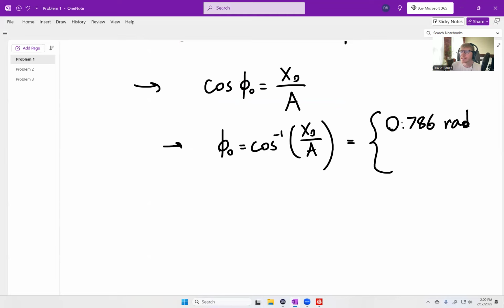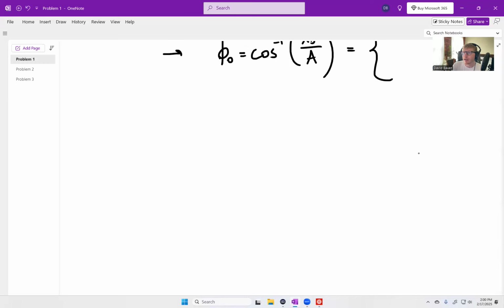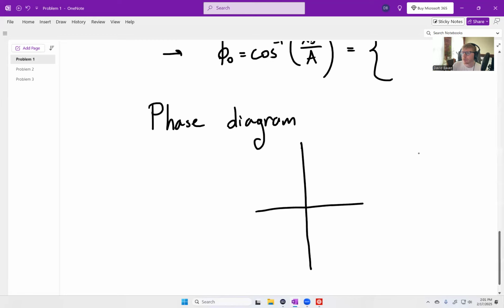Okay, so that's one option. Now, remember, anytime I take an inverse cosine or any inverse trig function, there's two possible outputs. So that's why I've put the brackets here for listing both of the outputs. One of them is this 0.786 radians, right? And let's draw our phase diagram to check whether this is the one we actually want.